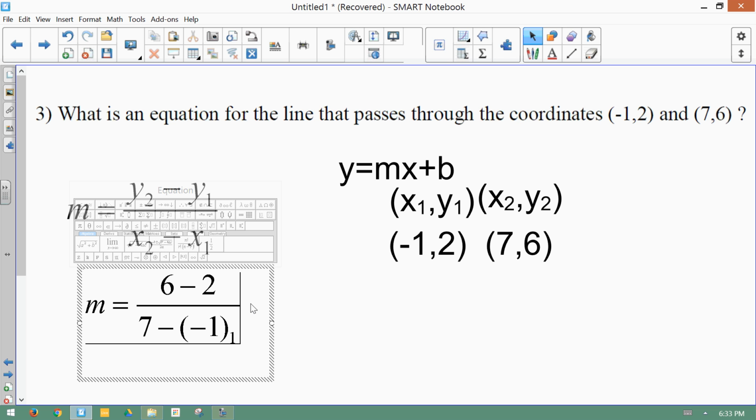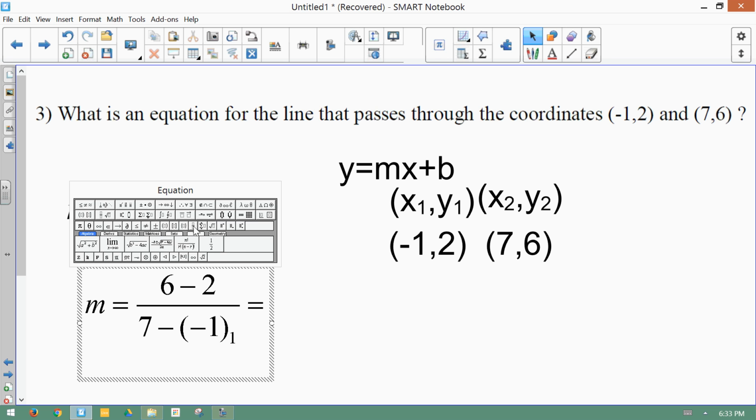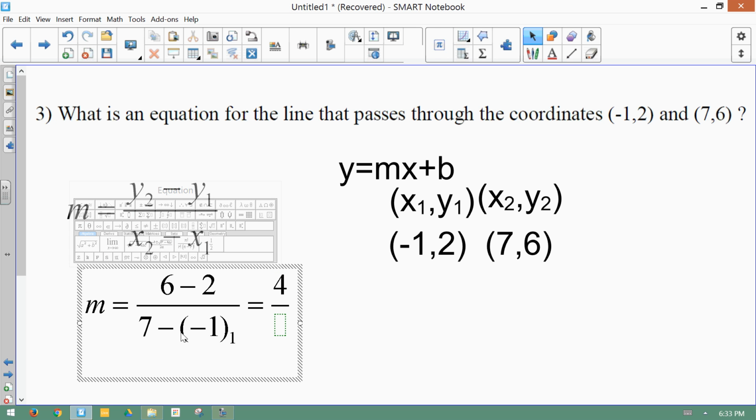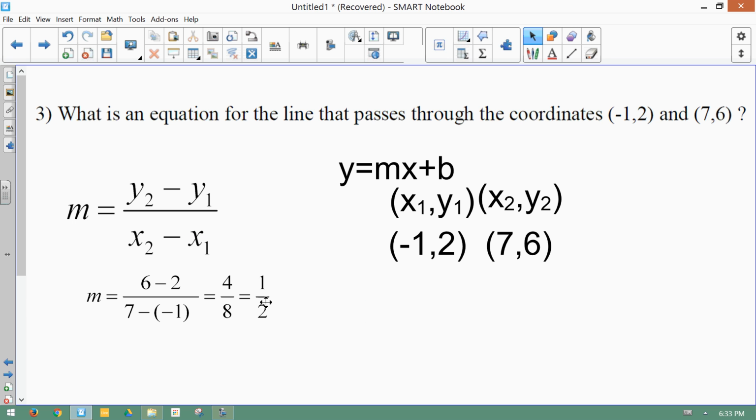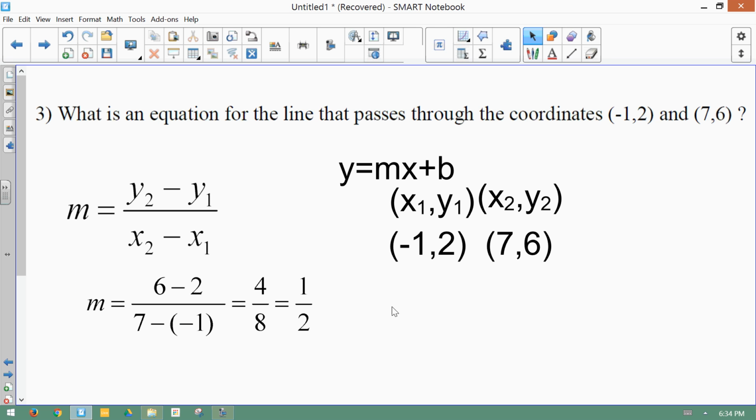Well, let's simplify this. Okay, and we need a fraction. All right, we know that 6 minus 2 is 4. And we know that 7 minus -1 is the same as 7 plus 1. All right, and so this is equal to 8, because 7 minus -1 is the same thing as 7 plus 1. 4 over 8 reduces to 1/2. Let's make that fraction there. 1/2. Okay, so our slope is 1/2.